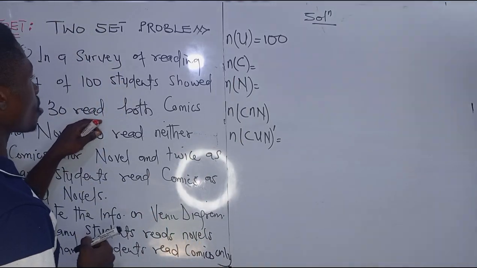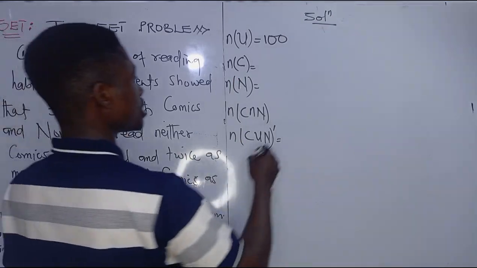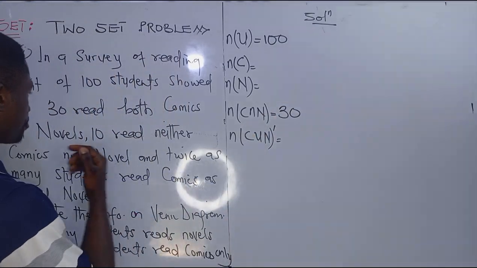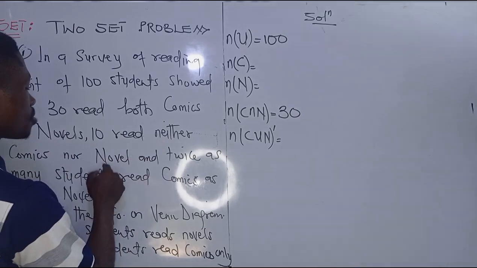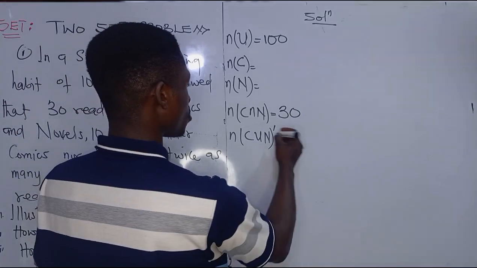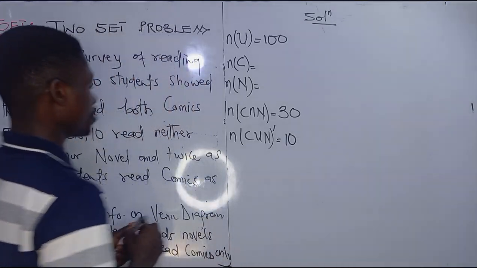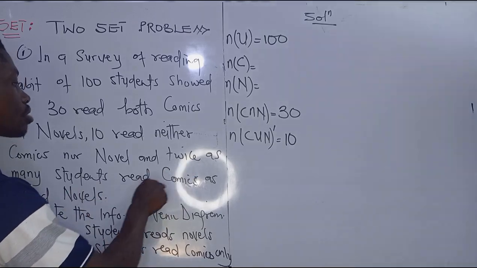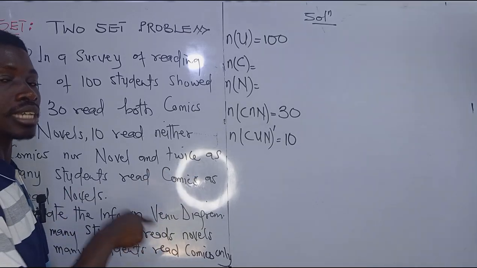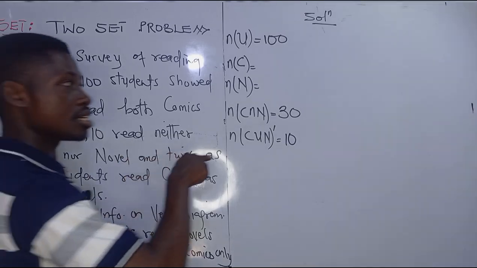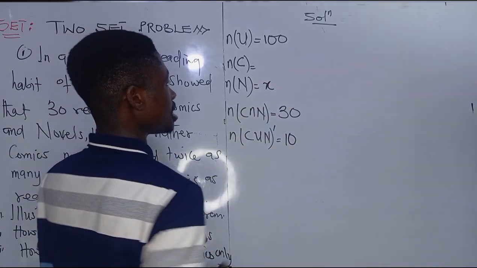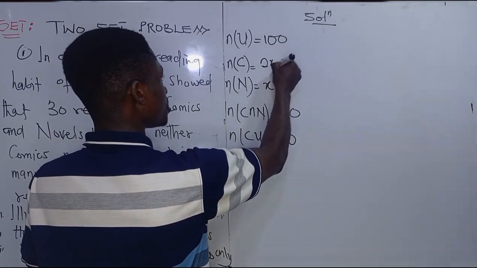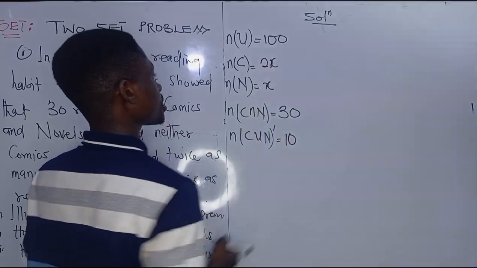We have 30 who read both comics and novels. And then 10 read neither comics nor novels. And then we are left with twice as many students who read comics as read novels. So we are going to let x represent the number of students who read novels, and twice as many students read comics, so we have 2x.